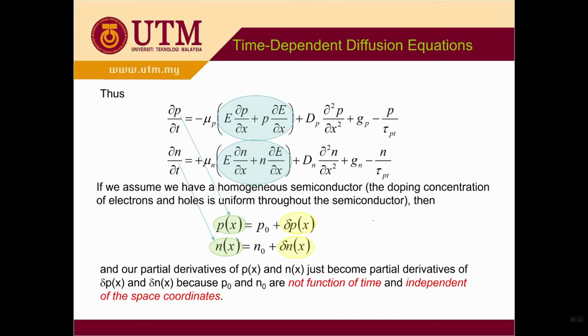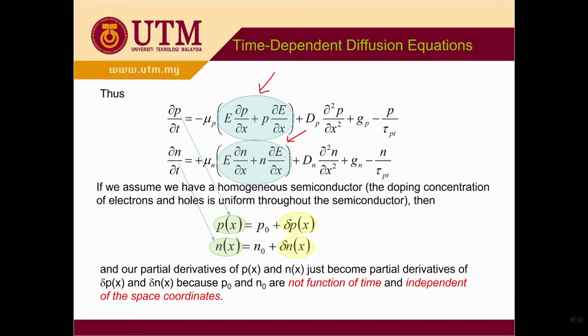So you get to the next slide. It's just substitution only. Basically, you substitute and you get this part here. And if you assume a homogeneous semiconductor, what is homogeneous? Homogeneous means that the doping concentration is uniform throughout the semiconductor.